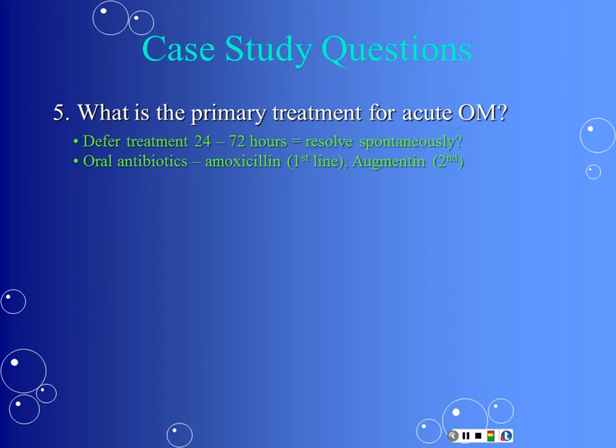It just depends. A lot of times, first line, they generally give them oral antibiotics, which would be penicillin, so amoxicillin.